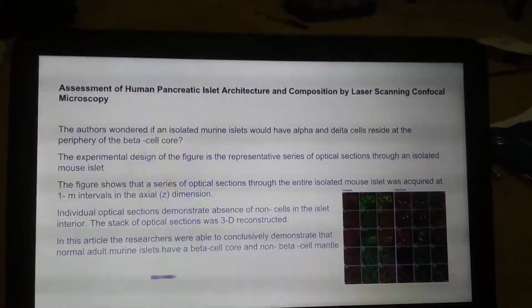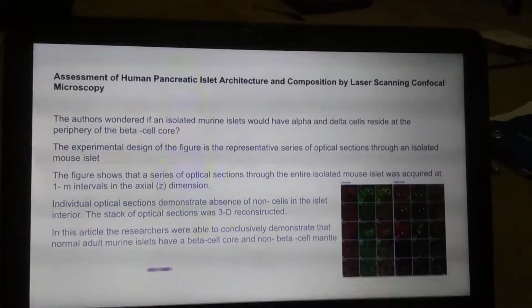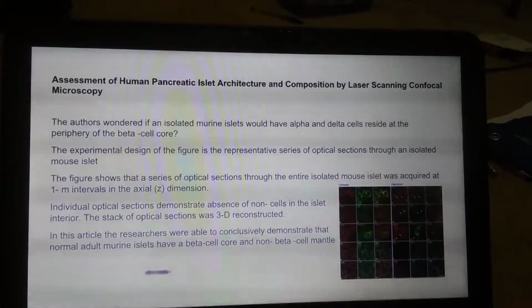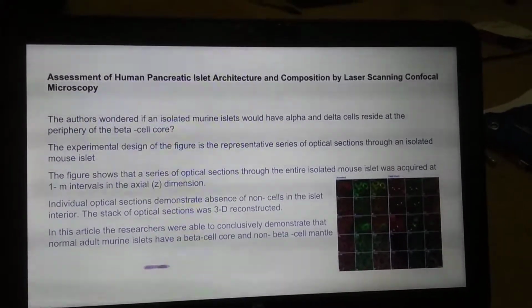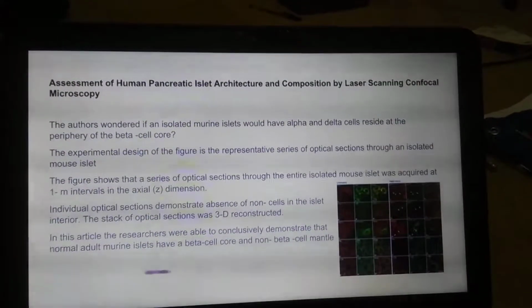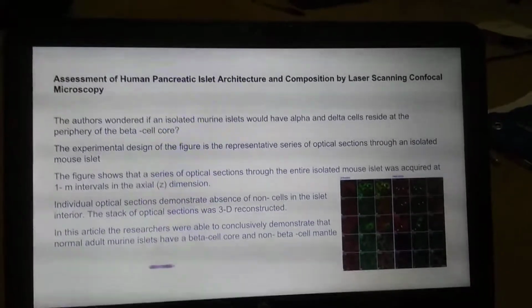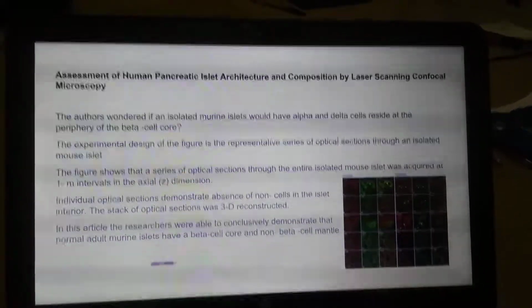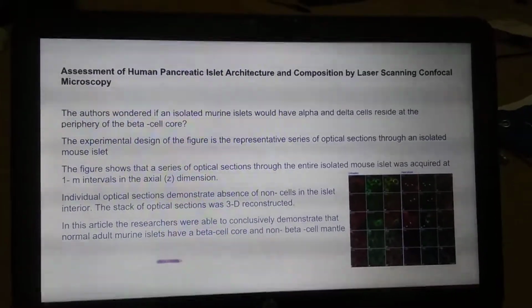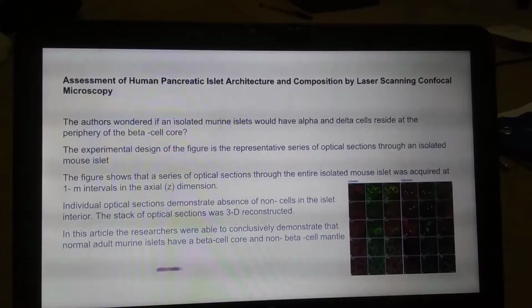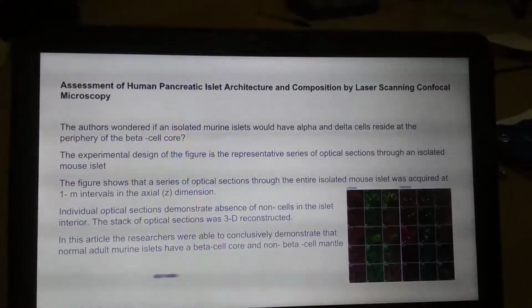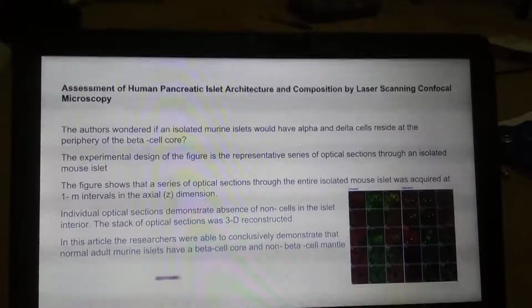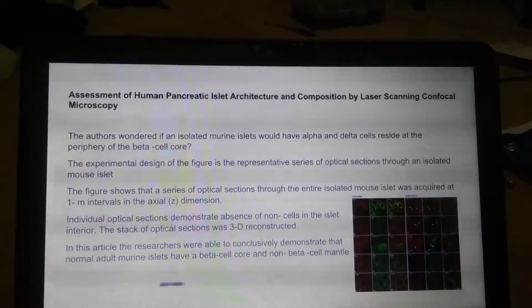The figure shows that a series of optical sections through the entire isolated mouse islet was acquired at 1 µm intervals in the axial z dimension. Individual optical sections demonstrate absence of non-beta cells in the islet interior. The stack of optical sections was 3D reconstructed. In this article, the researchers were able to conclusively demonstrate that normal adult murine islets have a beta cell core and non-beta cell mantle.